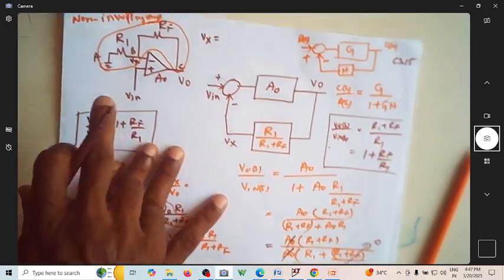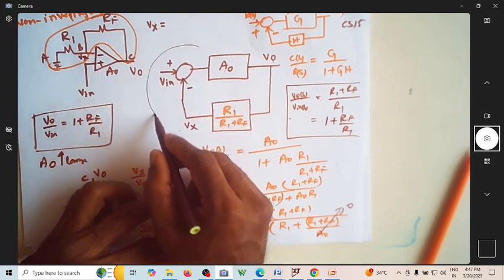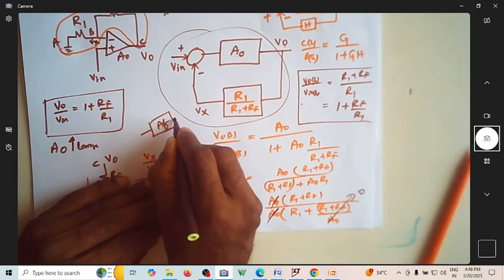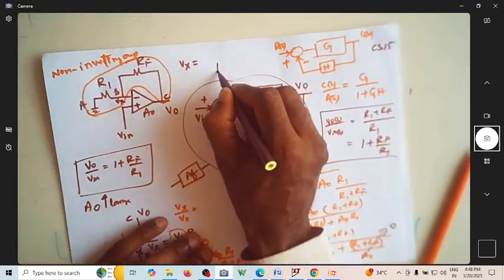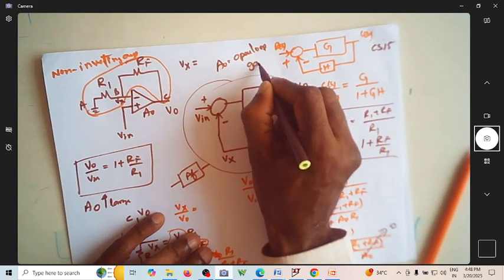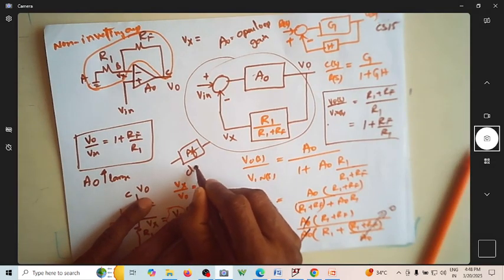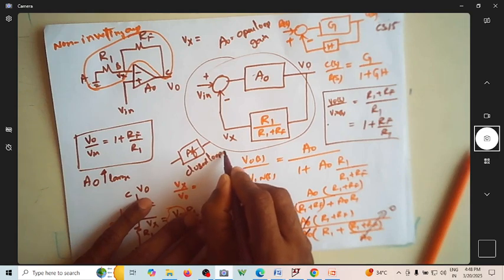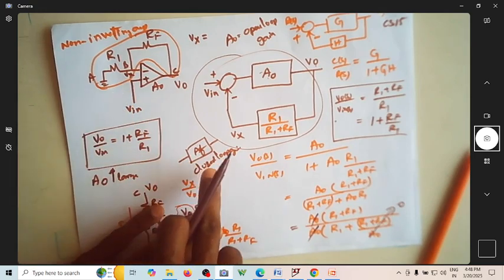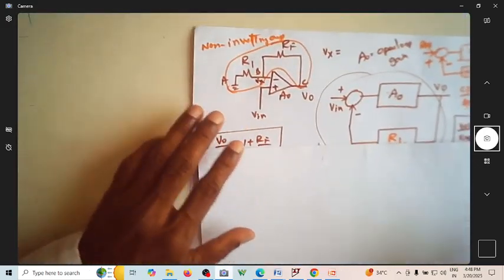closed loop transfer function of this non-inverting amplifier, which I can represent this entire block as AF. AF is, what is A naught? A naught is nothing but open loop gain of the op-amp. What is AF? AF is closed loop gain of the op-amp with input given at the non-inverting terminal. This is now AF.